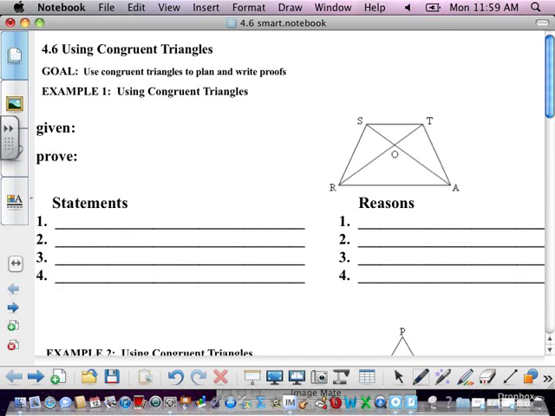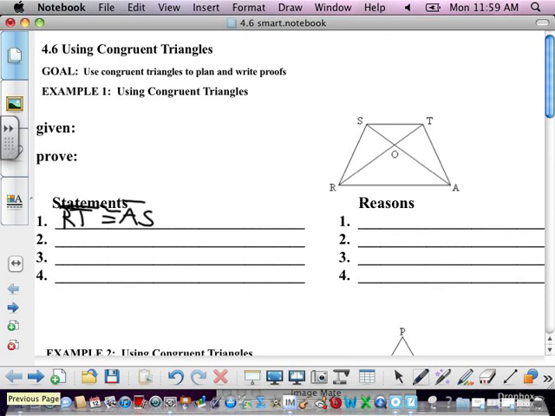We're going to look at, first, I've got a lot of overlapping triangles. So part of the problem is figuring out what triangles we're talking about, and then possibly separating them so we can see two triangles. Okay? So we're going to work on that, as well as using our new CPCTC. First thing we always write down is the given. The other thing that I would like you to write down besides the given is putting it on our picture.